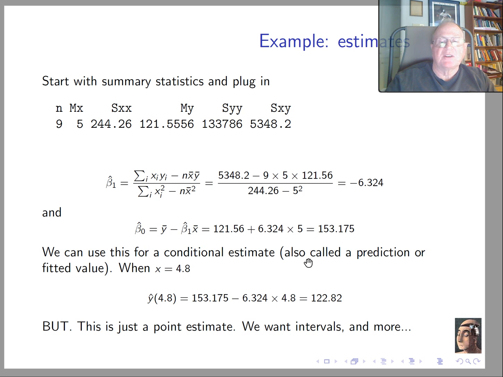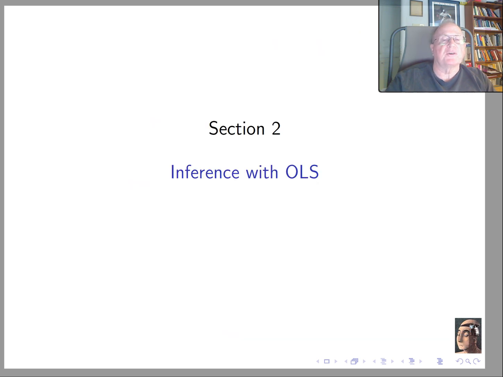And so we get what we call a prediction or fitted value, and we'll calculate it when x is 4.8. So we'll put that in there, and we'll see, well, there's my intercept, slope times the value, and I get an estimate of 122.82. Now this is just a point estimate, okay? And you know from previous work in statistics that we want intervals and other sorts of things. So let's go figure out how to do those.